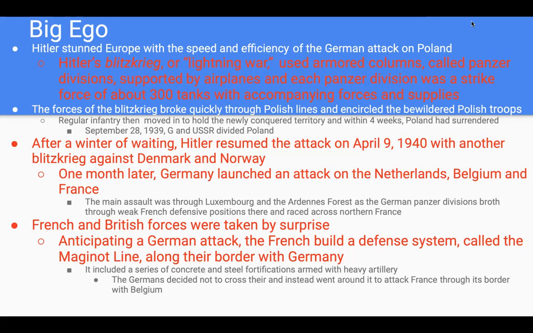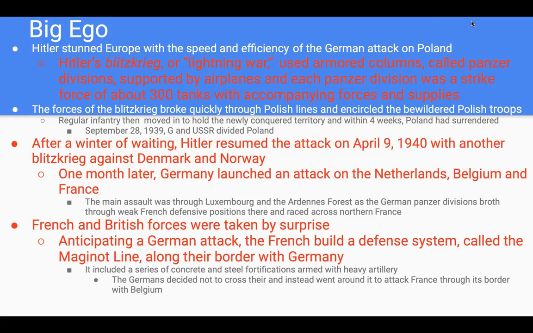All right, so Hitler stunned Europe with the speed and efficiency of the German attack on Poland. Hitler's blitzkrieg, or lightning war, used armored columns called panzer divisions, supported by airplanes, and each panzer division was a strike force of about 300 tanks with accompanying forces and supplies. Gotta know blitzkrieg for your test. The forces of the blitzkrieg broke quickly through Polish lines and encircled the bewildered Polish troops. Regular infantry then moved in to hold the newly conquered territory, and within 4 weeks, Poland had surrendered.